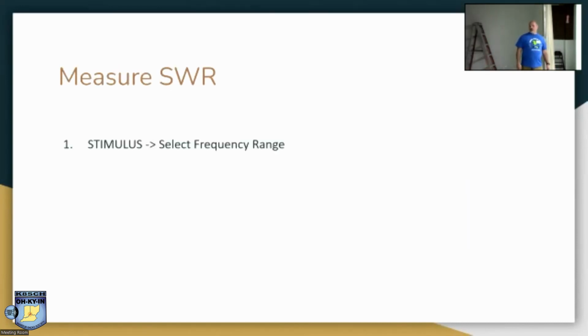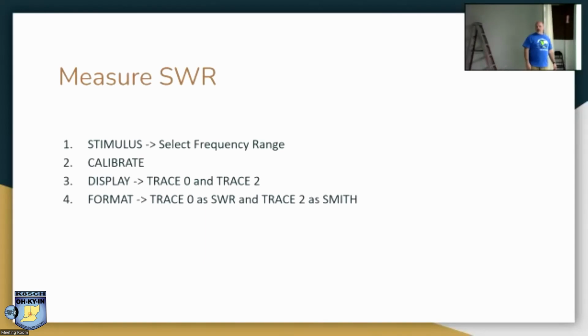So to measure SWR, set your frequency range, calibrate if you need to. I set and display trace 0 and trace 2. It removes a lot of the noise. Some people like all 4 of them. I just go with 0 and 2. I will set trace 0 as the SWR, and I set trace 2 as the Smith chart, so I can kind of see where I'm leaning. Am I too long, too short? Things of that nature. And then scale as needed.